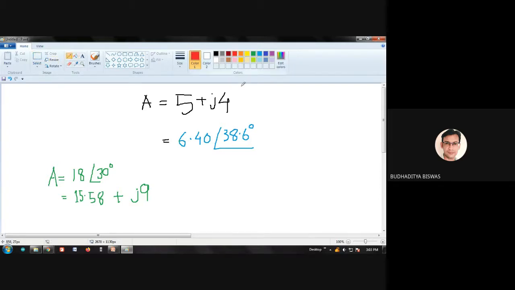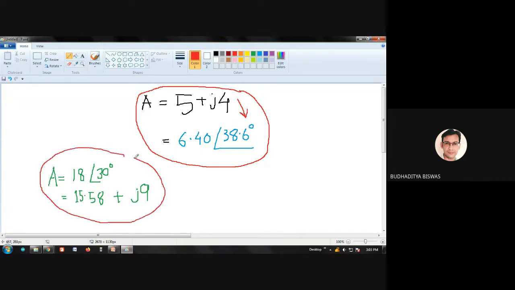Now remember what I want to tell. This is the main aim of this particular chapter. In AC, to do the numericals which you need to do in the semester, this type of conversion, this is called the Cartesian to polar conversion, and this one is called the polar to Cartesian conversion.